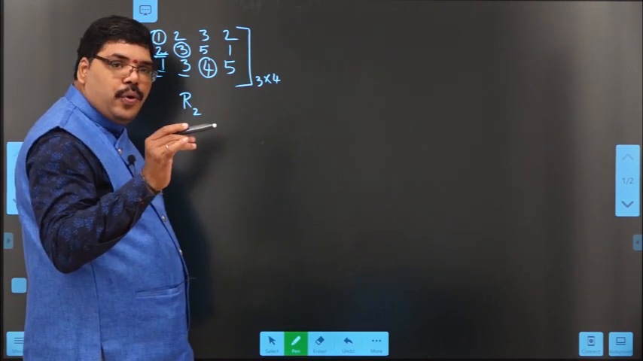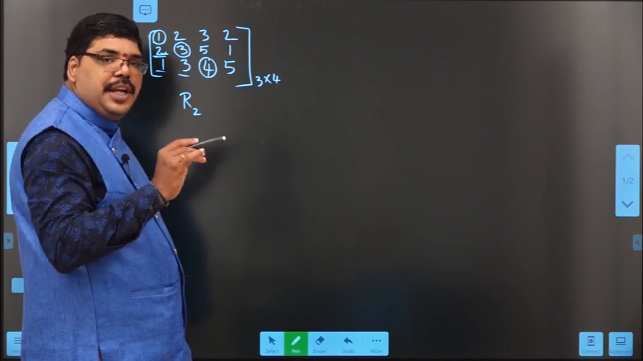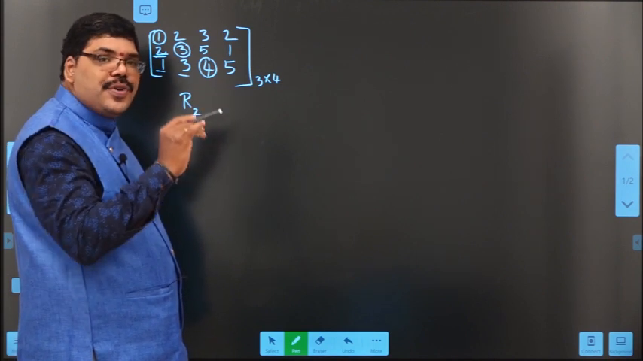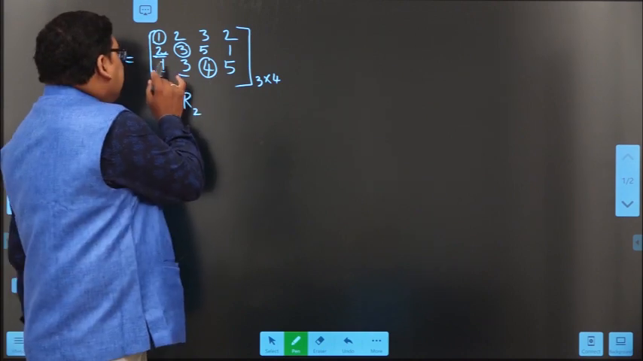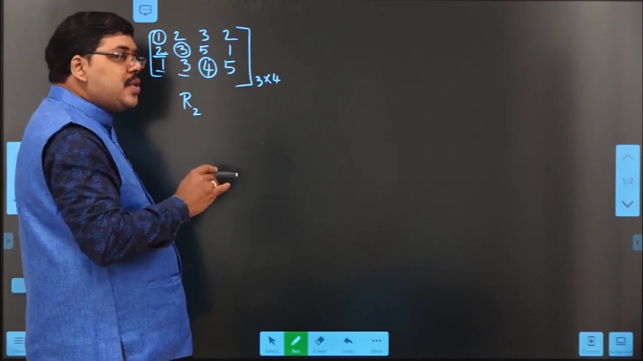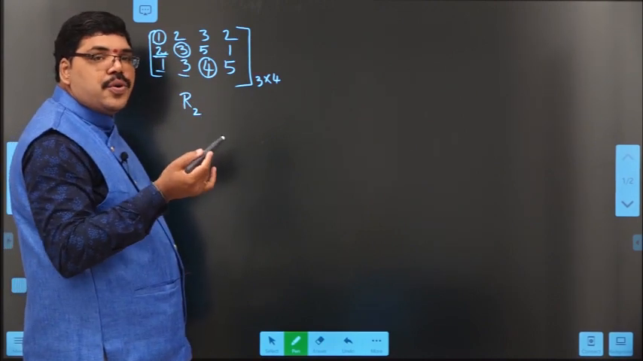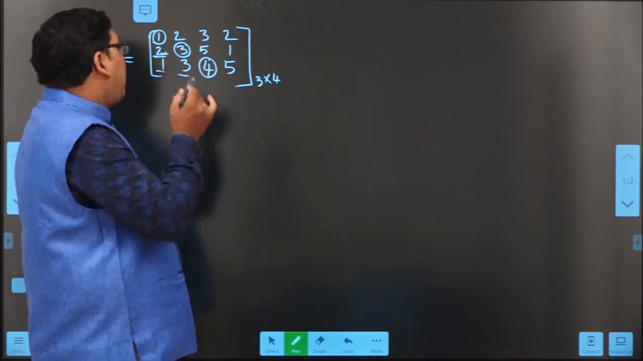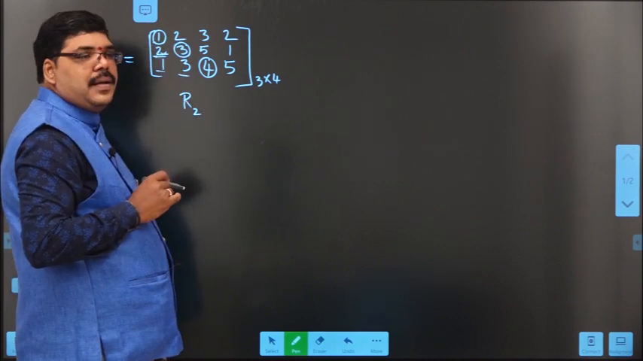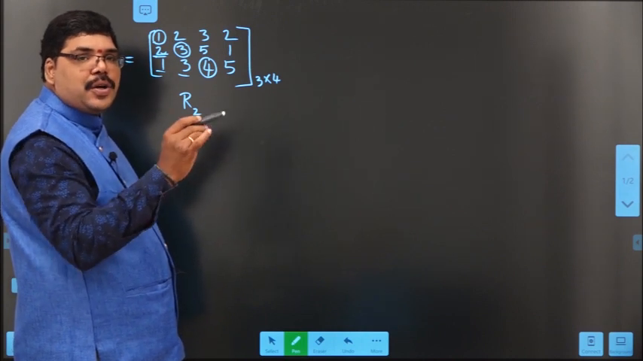If you are going to make an element which is in the first position into 0, you should use the first diagonal element. This is in the first position of a row. So you have to use the first diagonal element. The first diagonal element is in which row? R1. So I am going to use R1 and convert the first element of R2 into 0.